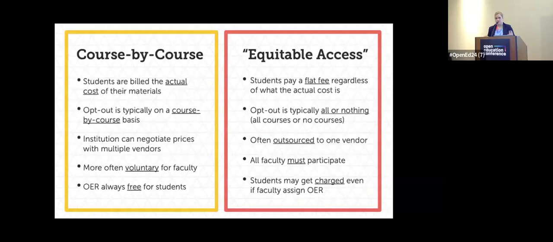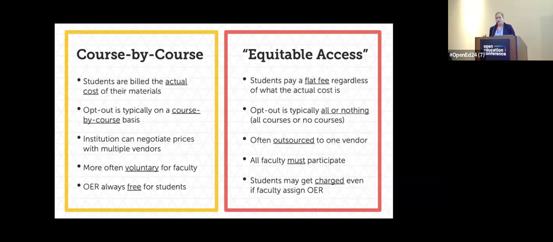Within these inclusive access models, there's typically two different ways that they're delivered. You could see an example where these programs are delivered on a course-by-course basis. This is where a student may be enrolled in one course that's using a program like this, so they'll be billed the actual cost of their materials for that course. More often than not, it's voluntary for faculty to participate in, but that obviously varies very much depending on your situation.